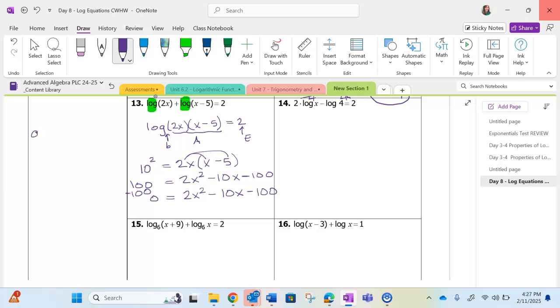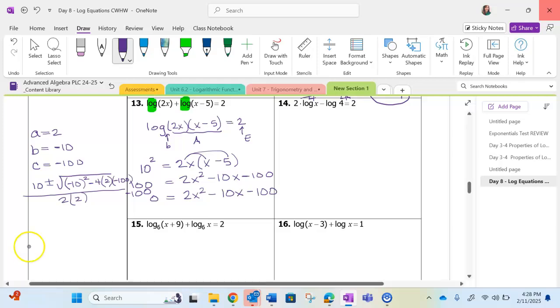So I'm going to do the quadratic where I have a equals 2, b equals negative 10, and c equals negative 100. I'm going to put that in. Opposite b, 10 plus minus square root. Negative 10 always is in parentheses, squared. Negative numbers always. Minus 4 times 2 times negative 100, all over 2 times 2.